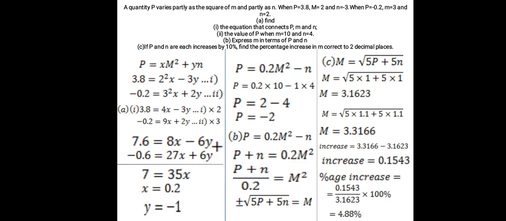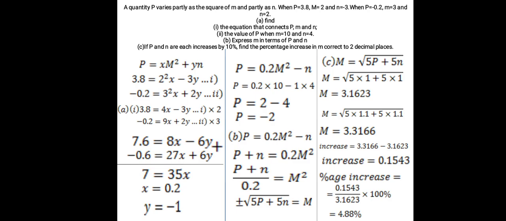A quantity P varies as the square of m and partially as n. When P is equal to 3.8, m is equal to 2 and n is equal to negative 3. When P is equal to negative 0.2, m is equal to 3 and n is equal to 2. A. Find the equation that connects P, m, and n. The equation is P is equal to 0.2 m squared minus n. B. The value of P when m is equal to 10 and n is equal to 4.